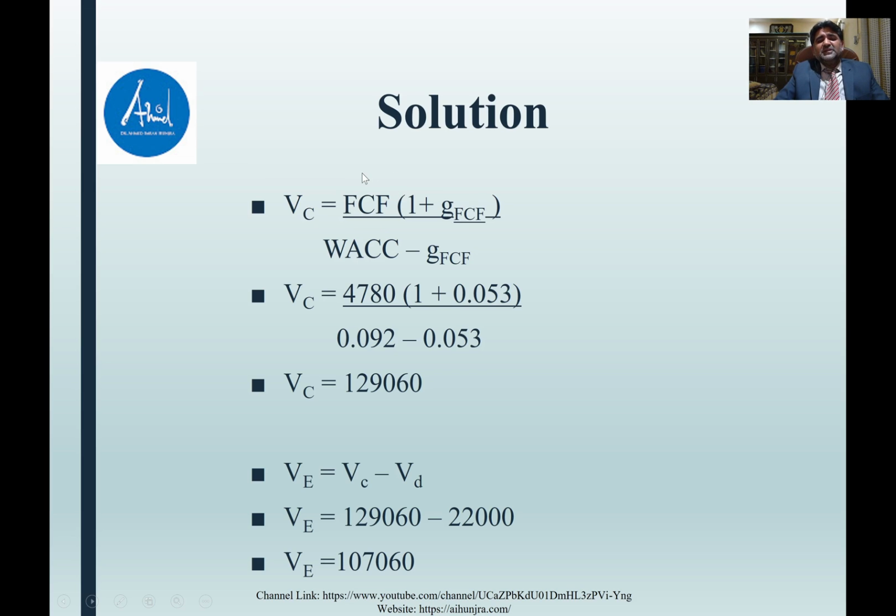In our example, the most recent year is 2015. Why? Because we have to find the market price per share, the fair price. Obviously the fair price is what we are going to find now, and the most recent year is 2015. So obviously we'll be considering the free cash flow of the most recent year.